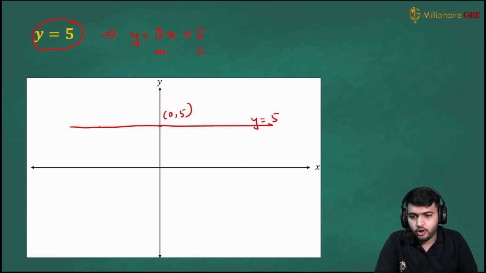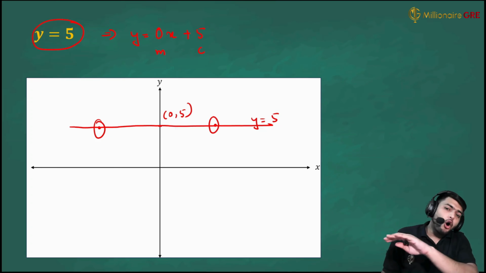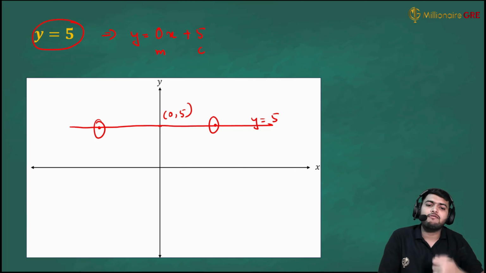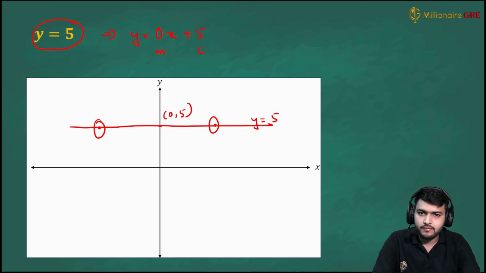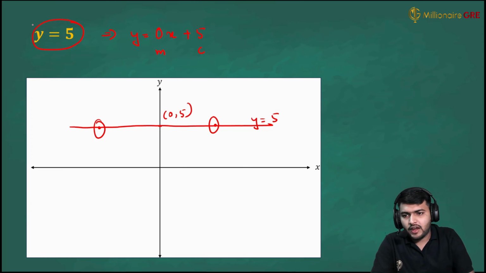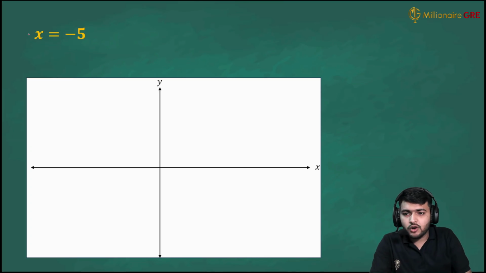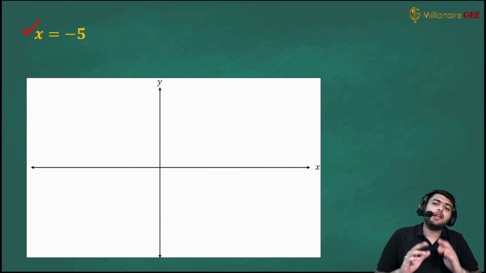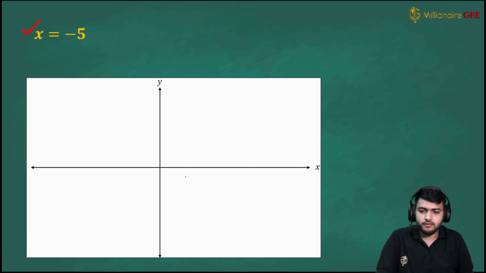If you pick any point on this line, this point's y coordinate is 5, this point's y coordinate is 5, all the points on this line will have y coordinate as 5. y is equal to 5 means a line on which y is always 5. Similarly, x is equal to minus 5 would mean a line on which x is always minus 5.